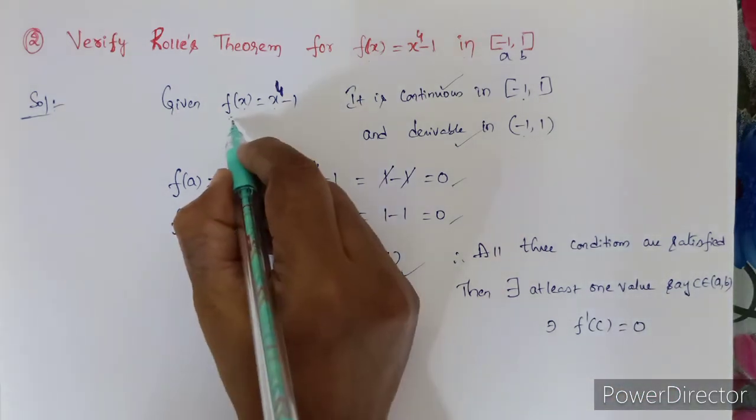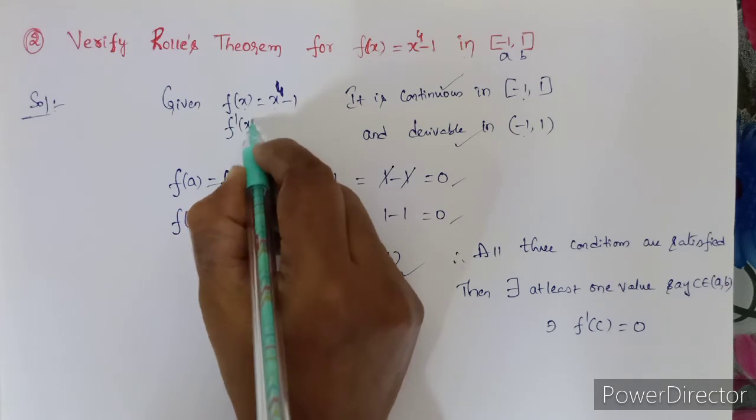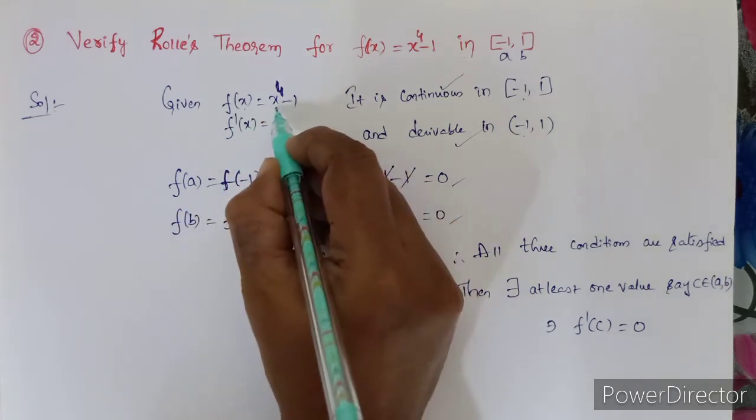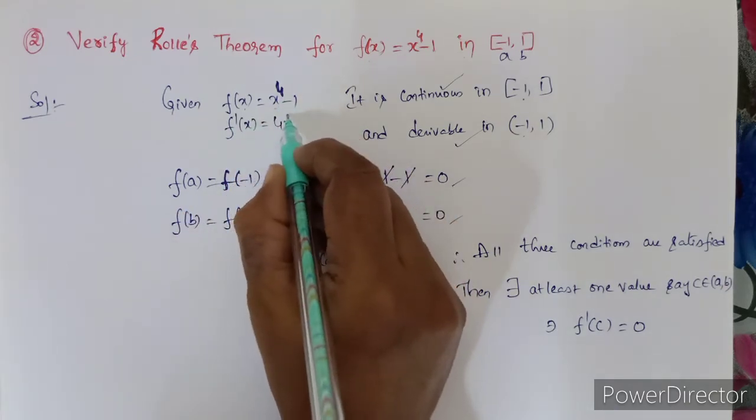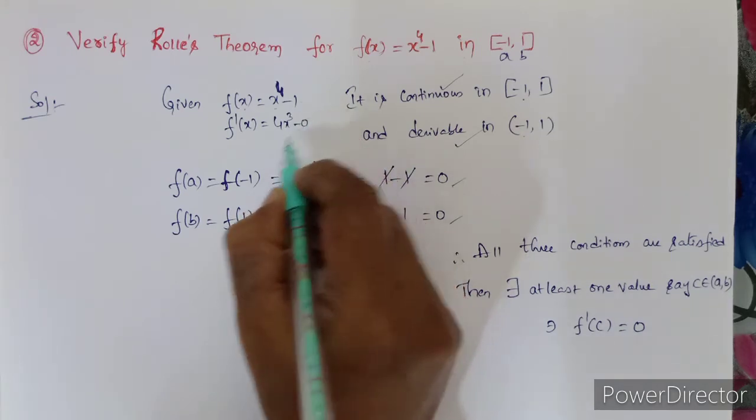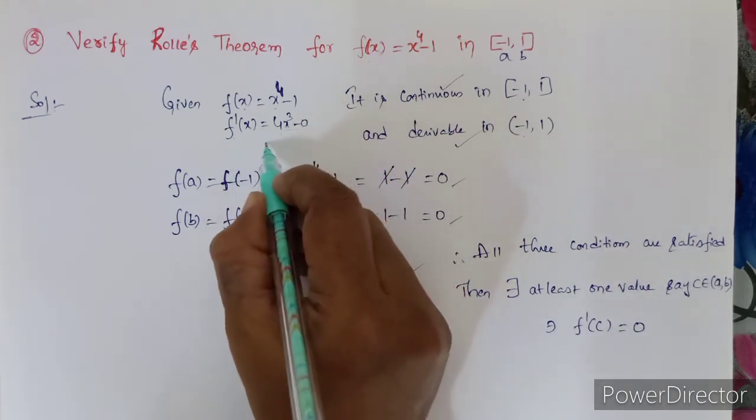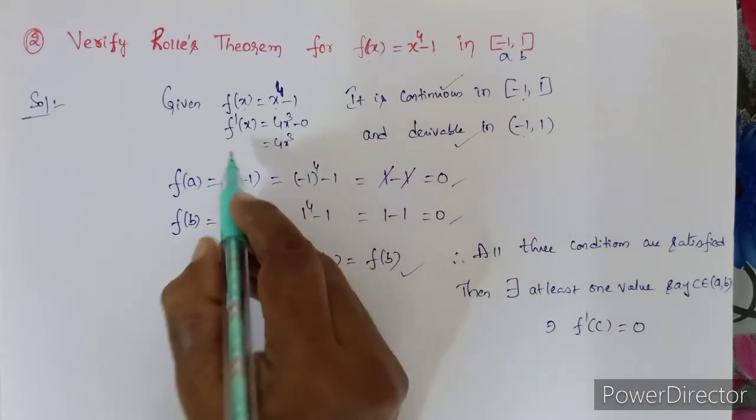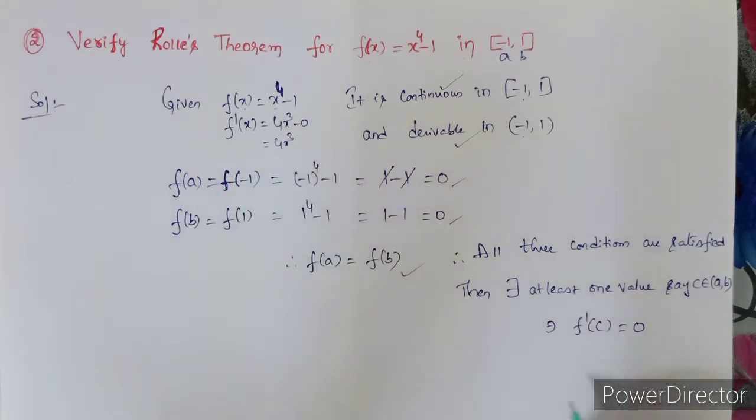Now we find out on differentiating on both sides. F dash x is equal to derivative of x power 4, which is 4x cube. Derivative of minus 1 is 0. So f dash x is equal to 4x cube. F dash c is equal to 4c cube. 4c cube equal to 0 implies c cube is equal to 0, which implies c is equal to 0.